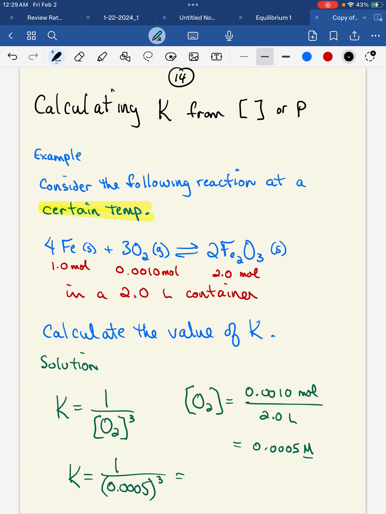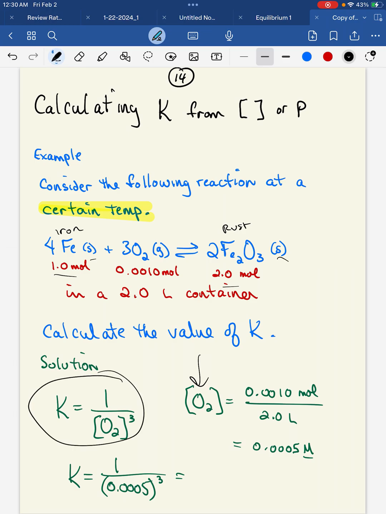So we've got this equation, 4 Fe plus 3 O2 gas, making 2 Fe2O3, iron oxide, which is essentially rust. This is iron. This is rust. So we're making rust. Both the iron and the rust are solids. We're not going to include those in the expressions. They're giving us an amount. We're not going to run out of either one. And we're in a 2-liter container. So in order to make this work, we're going to have to calculate a concentration for the O2. And it's 0.001 moles divided by 2.0 liters, which is 0.0005 moles per liter.